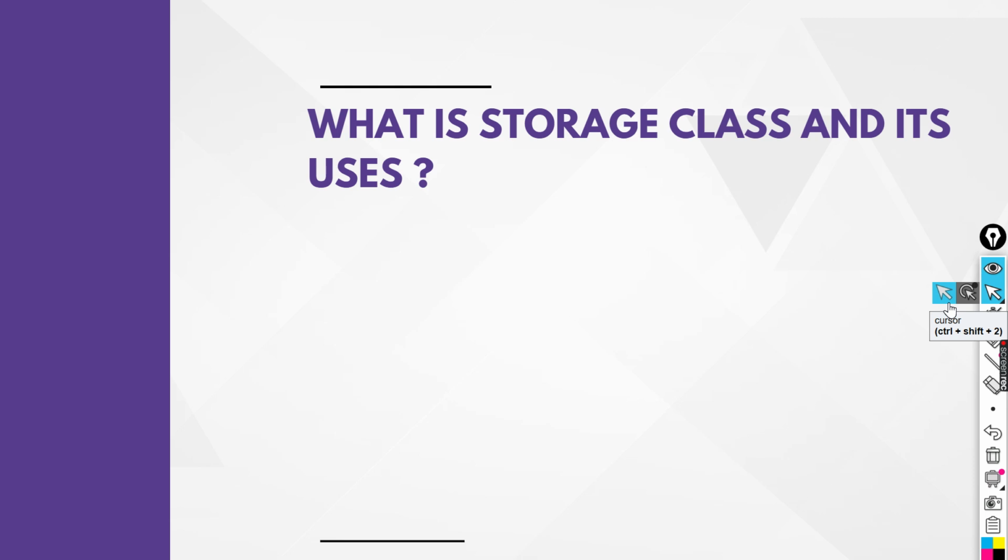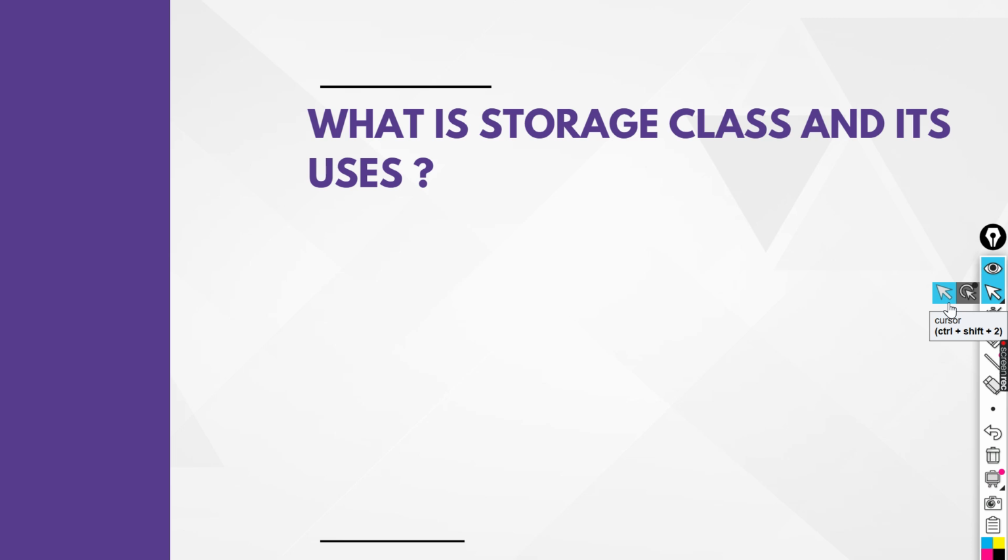Auto means automatic storage class. It has a scope local to the function or block where it's declared. Its lifetime is that it is created when the function is called and destroyed when it exits. Memory location is that it is stored in the stack. The default value is a garbage value.